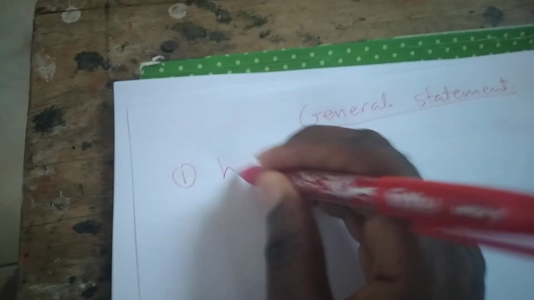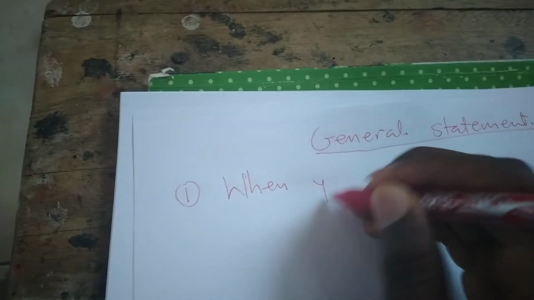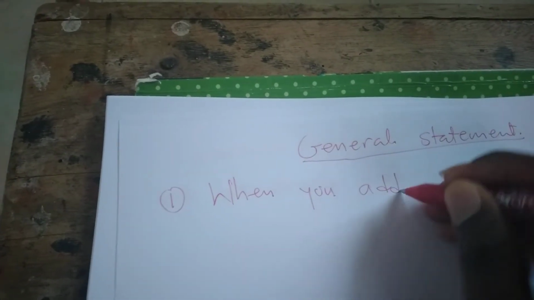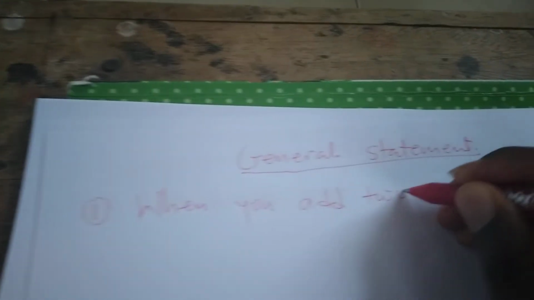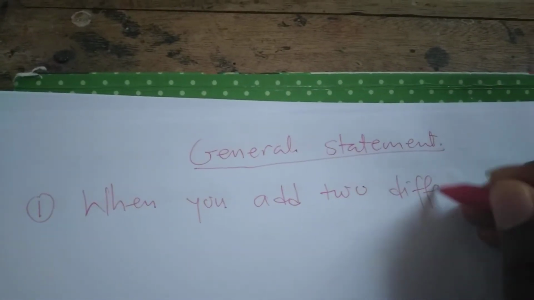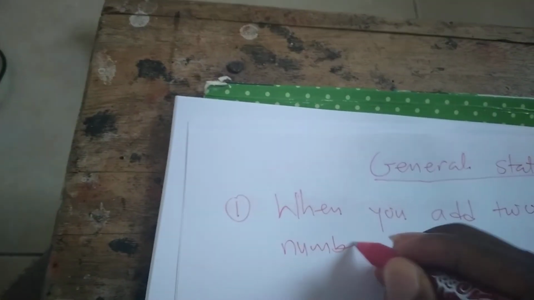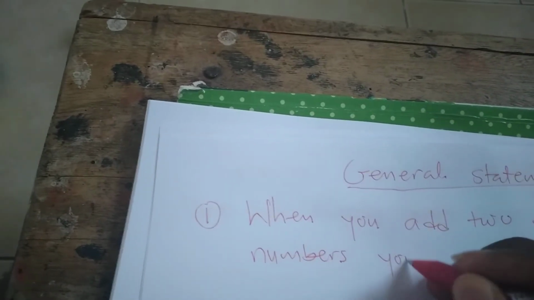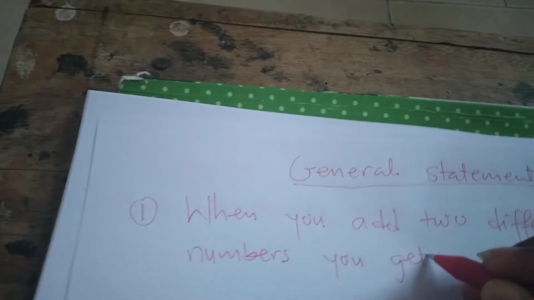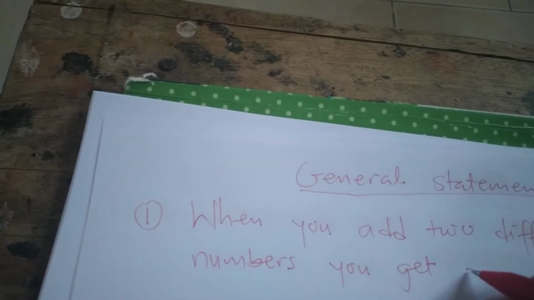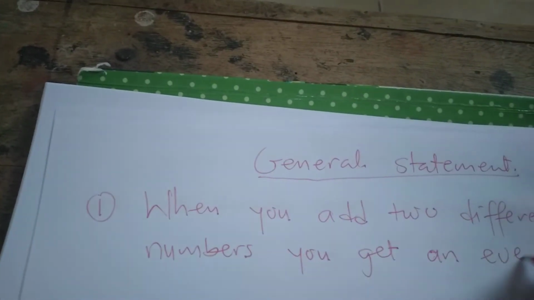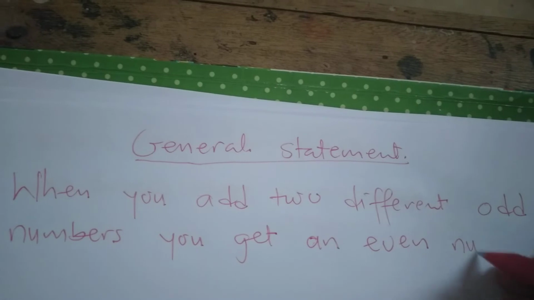So statement 1. My general statement is that when you add 2 different odd numbers, you get an even number.